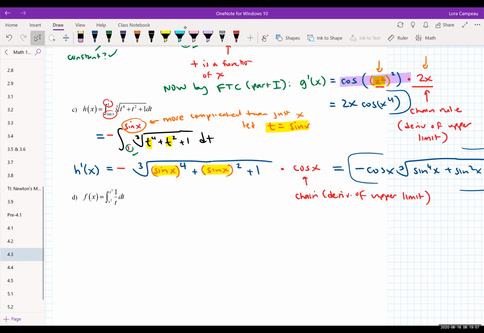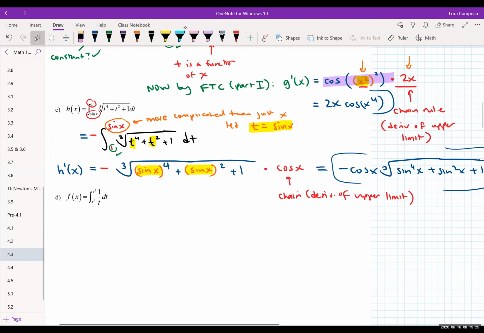So again, moral of the story, you can take the integrand itself, that is the derivative, but anytime you see a t, replace it with whatever the complication was, the sine of x, and then don't forget to attach on the link for the chain, the derivative of the upper limit. So have fun with that. We do one more, and then I set you off to practice with your WebAssign.